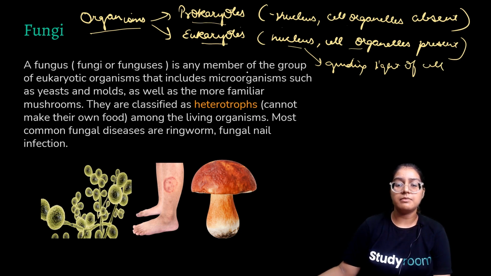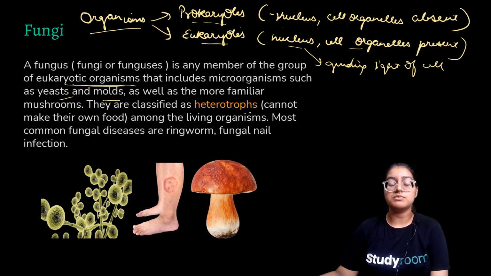A fungus is any member of the group of eukaryotic organisms. Fungi are eukaryotic organisms that include microbes such as yeast and mold, and mushrooms, and those microorganisms which were growing on our bread. They are heterotrophs. I hope you remember the meaning of heterotrophs: organisms which cannot make their own food. Some of the diseases of bacteria were typhoid and tuberculosis. The diseases of fungi are ringworm and fungal nail infection. You can see ringworm here, and this is a mushroom. It's a fungus.